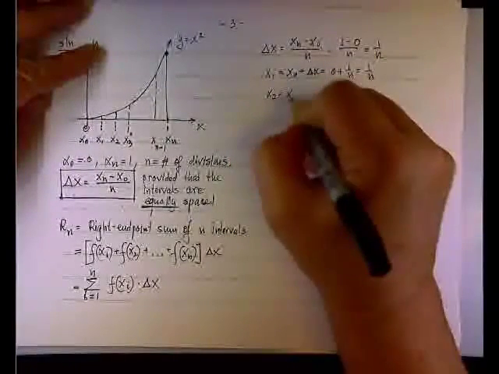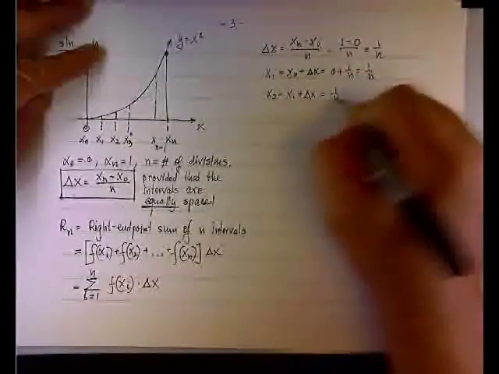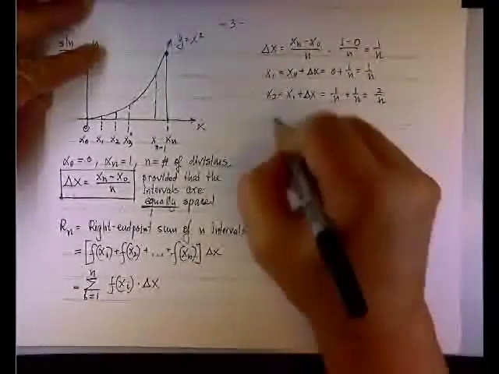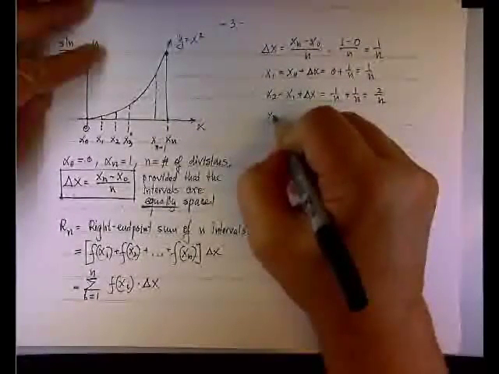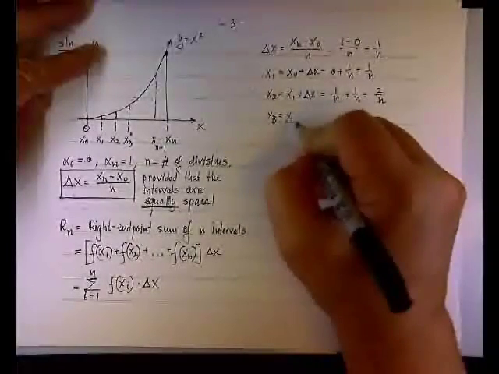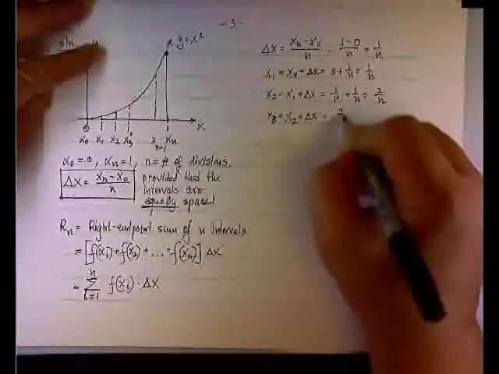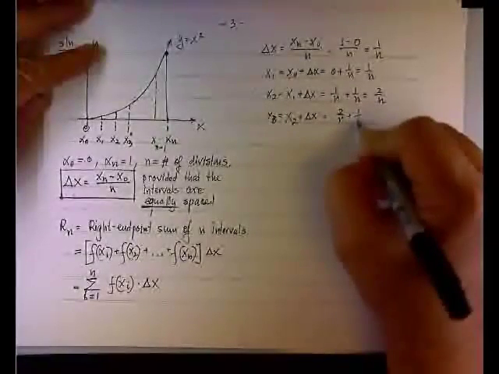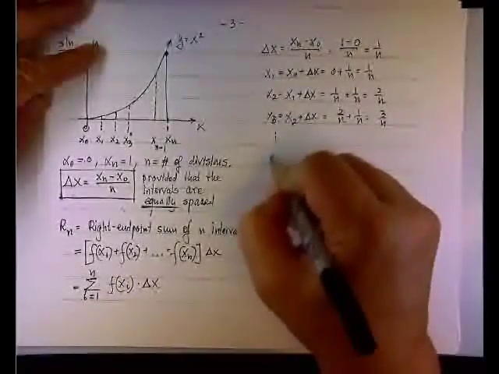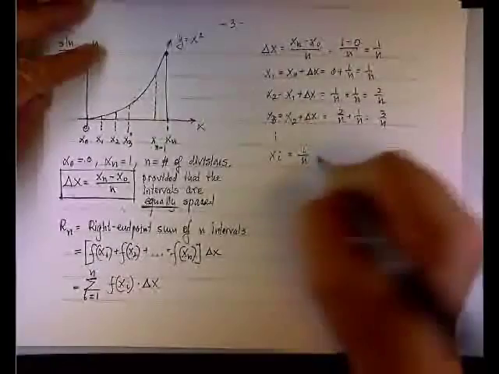x sub 2 will be x sub 1 plus delta x. x sub 1 is 1 over n, delta x is 1 over n, so we have a total of 2 over n. And you can see quickly how a pattern is developing. x sub 3 is x sub 2 plus delta x, so we are looking at 2 over n plus 1 over n, or 3 over n. If you continue, you can conclude that x sub i will be i over n.